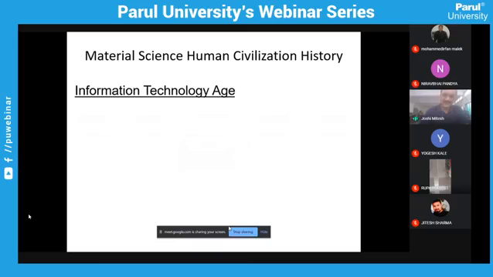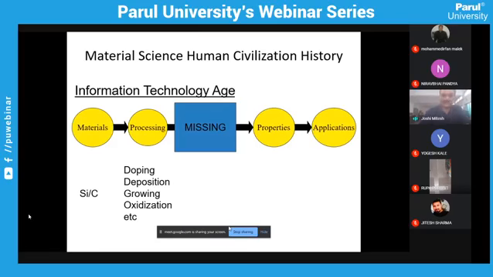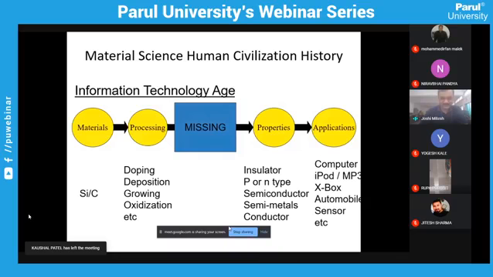So what they have done, again the same principle applies over here. You have a material, silicon and germanium or carbon. They process it by doping some amount of material, by deposition, by growing their crystals, by oxidization process. They define their properties, like some materials may be insulator, some may be semiconductor, metal, semi-metals. And according to that, you have different applications, like we are using computers, iPods, and everything from scratch to sensors.